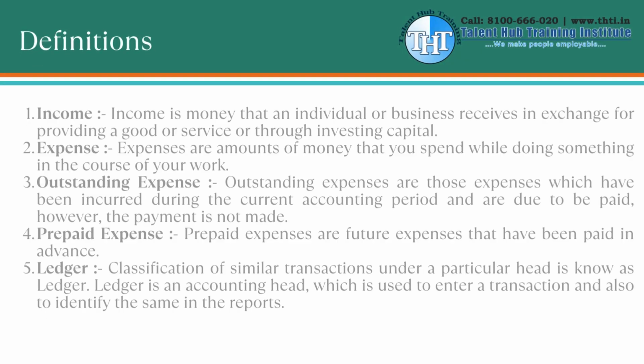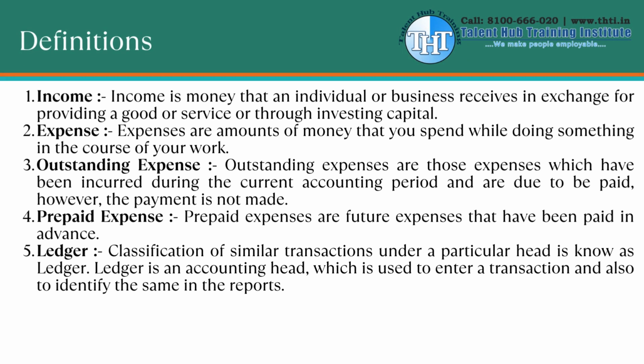Income. Income is money that an individual or business receives in exchange for providing a good or service or through investing capital. Expense. Expenses are amounts of money that you spend while doing something in the course of your work. Outstanding expense. Outstanding expenses are those expenses which have been incurred during the current accounting period and are due to be paid, however, the payment is not made. Prepaid expense. Prepaid expenses are future expenses that have been paid in advance.